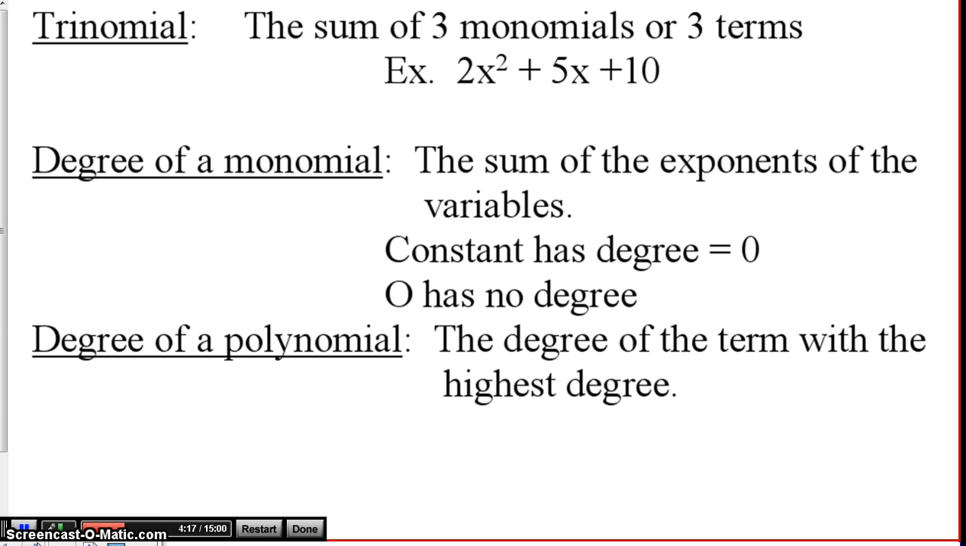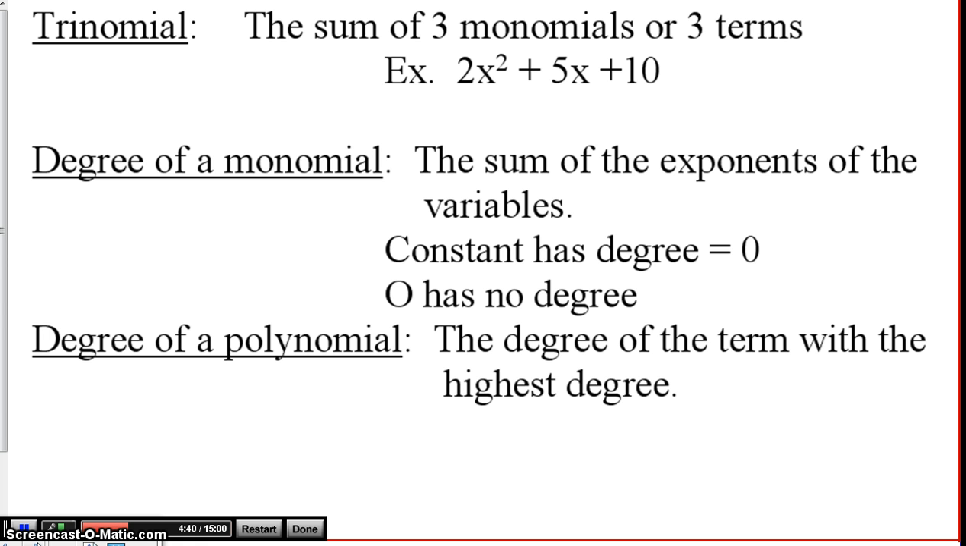Trinomial, the sum of three monomials or three terms. 2x squared plus 5x plus 10 is our example. The degree of a monomial is the sum of the exponents of the variables. So a constant, since it has no variables, has a degree of 0. 0 itself has no degree.